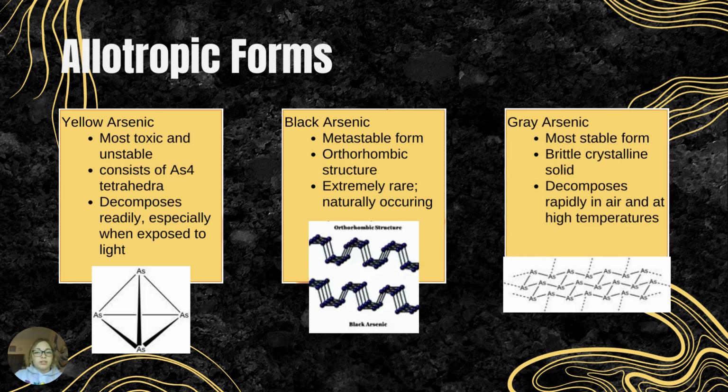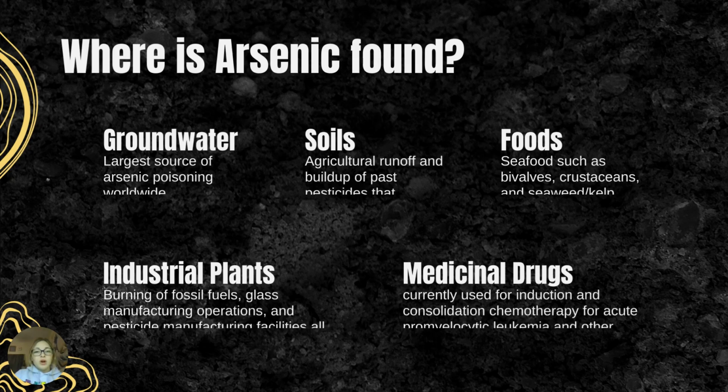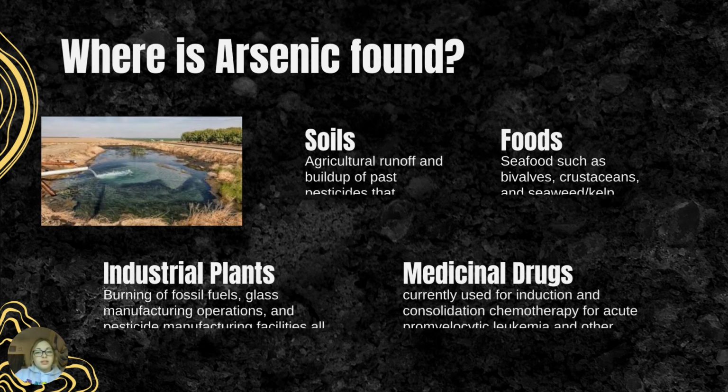Next, we have gray arsenic, which is the most stable form of arsenic, and it has a brittle crystalline solid structure, and it decomposes rapidly in the air and at high temperatures. So, arsenic can be found everywhere, but is most commonly found in the groundwater, and the largest source of arsenic poisoning worldwide is from groundwater. So, arsenic can also be found in the soils due to agriculture runoff and buildup of pesticides that used to contain arsenic, but they do not now due to environmental regulations.